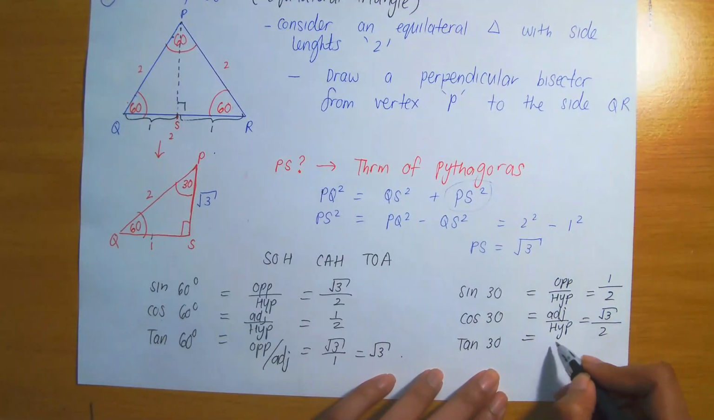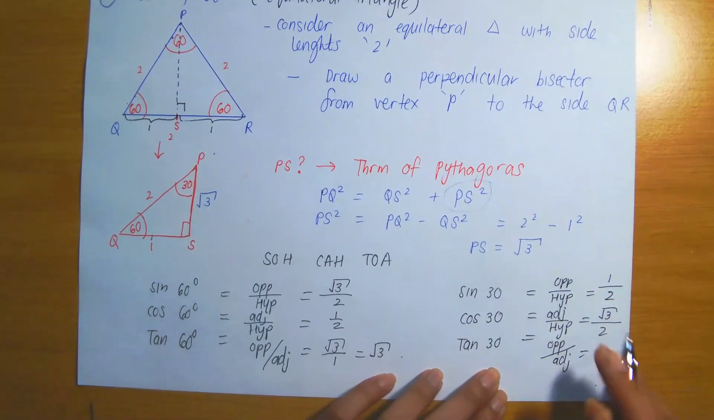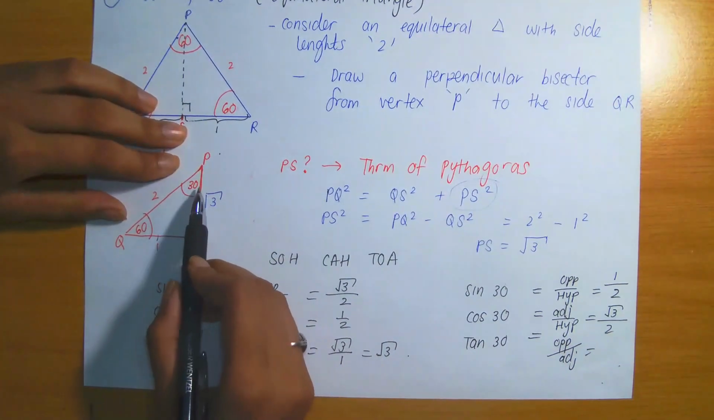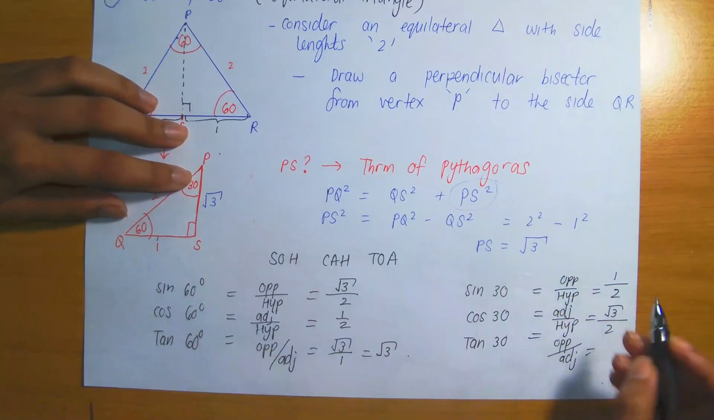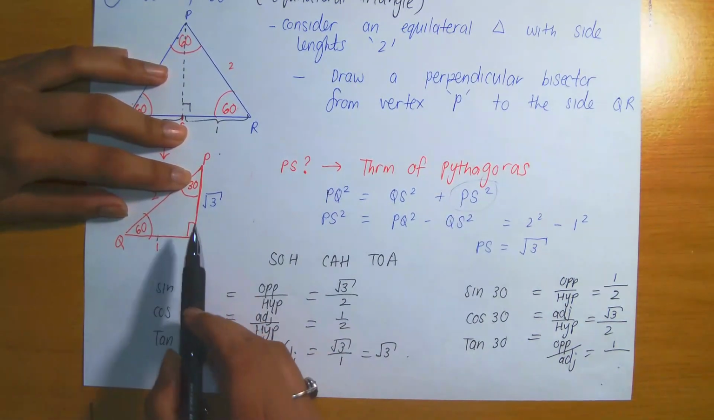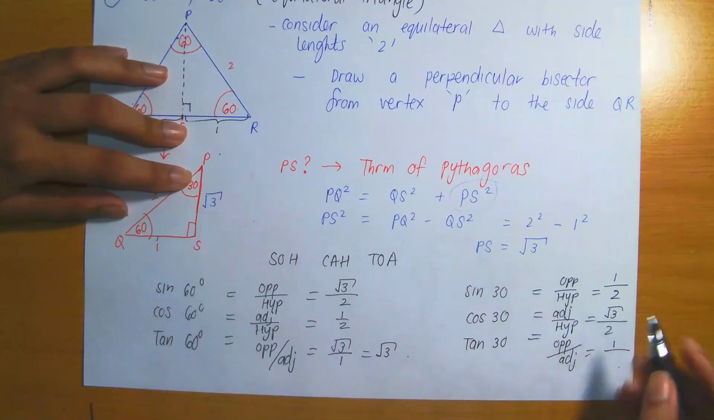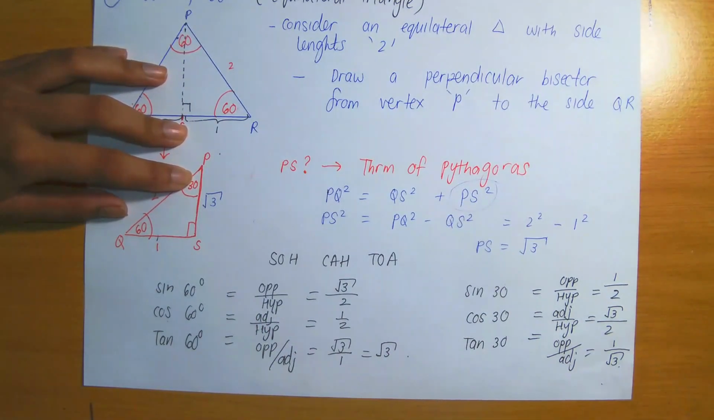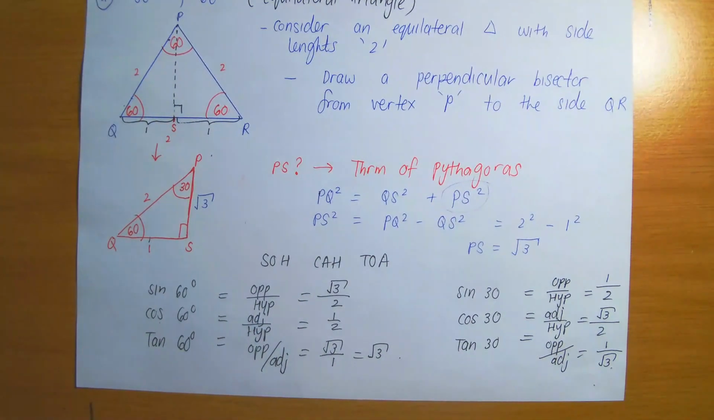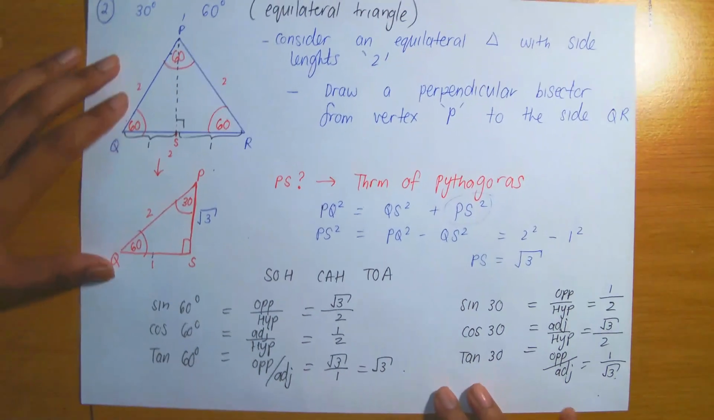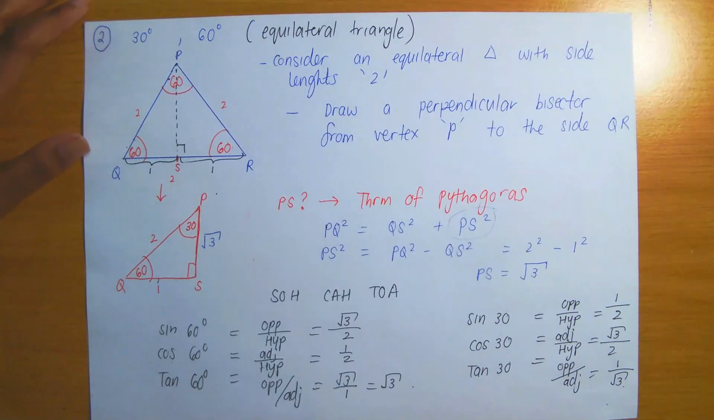And finally tan, which is opposite over adjacent. So if this is your 30 degree angle, the side opposite, that is QS with length 1, and the side adjacent to 30 is root 3. So that means tan of 30 degrees is 1 over root 3. So those are the trig ratios for the special angles 30 and 60.